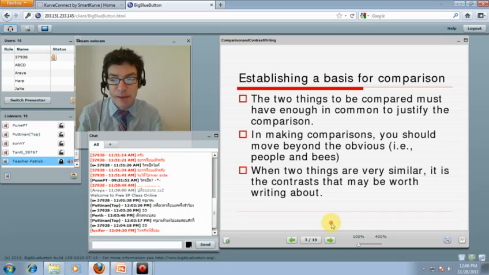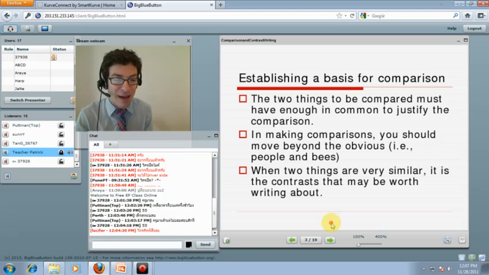Establishing a basis for comparison. The two things to be compared must have enough in common to justify the comparison. This is extremely important. When you're writing an essay, you need to make sure that you pick two things that you can compare or you can contrast. If you pick two completely random things like dogs and the moon, your essay isn't going to make any sense. You need to pick things that have something in common. So maybe dogs and cats, or the moon and the earth, something like that. Don't pick things that are completely different.